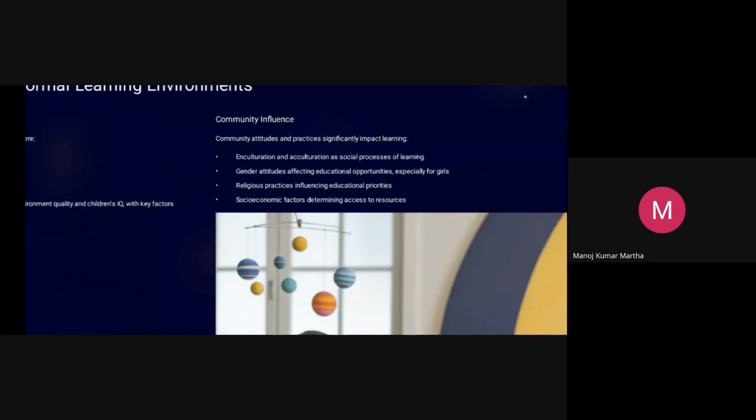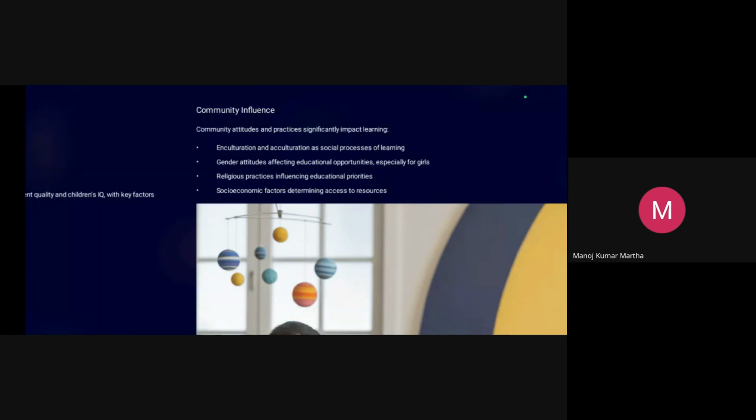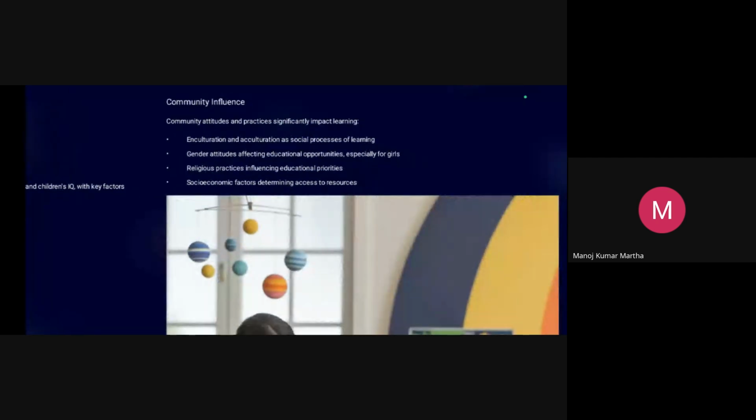After family, the most important factor of learning is community. Community means where the students live. It is also regarded as the society. The community's attitude and practices significantly affect the process of learning. Enculturation, acculturation, it is a social process of learning. Already we have mentioned in the first unit.